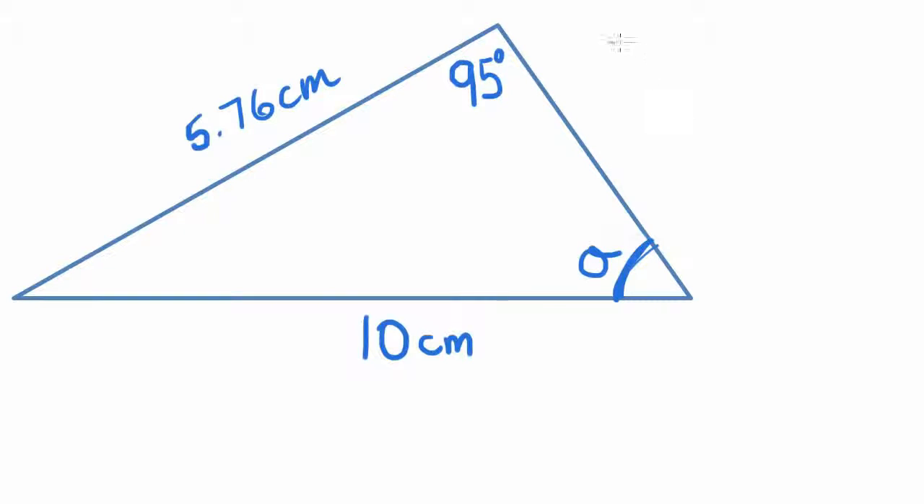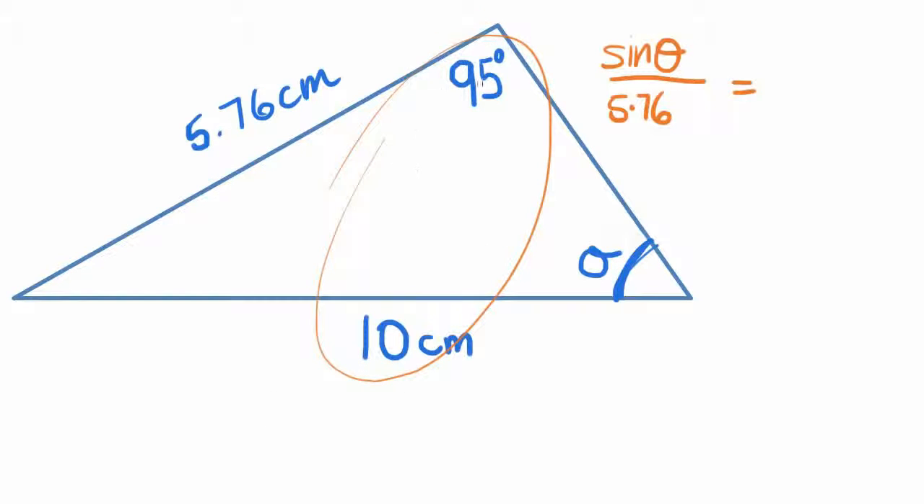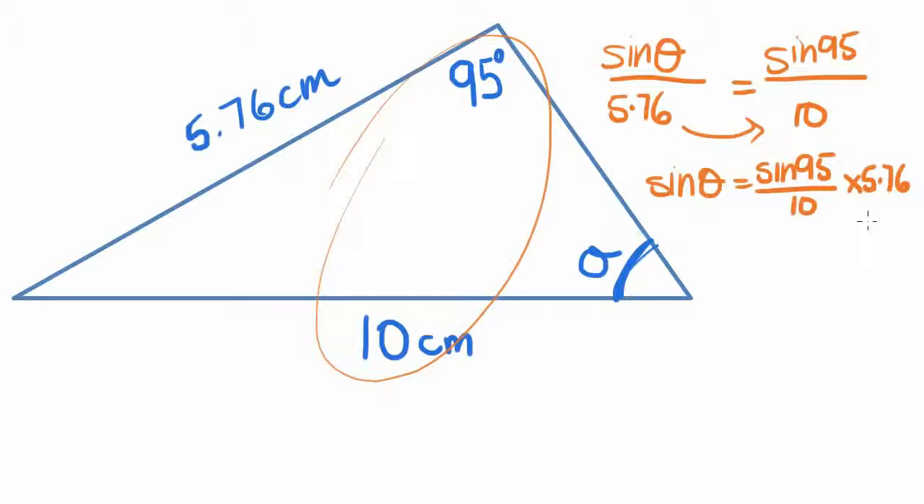Now I'm going to write the unknown on the top, so I'm going to have sine of theta, that unknown, divided by its side, which is 5.76, and that's going to be equal to the other matching set. Now this time I have angles on the top and sides on the bottom, so I'm going to have sine of 95, because we want the sine angle both on the top or both on the bottom. That's divided by 10. Now, to get this 5.76 over to the other side, I'm going to multiply it over there. So I end up with sine theta equals sine of 95 divided by 10 times 5.76.